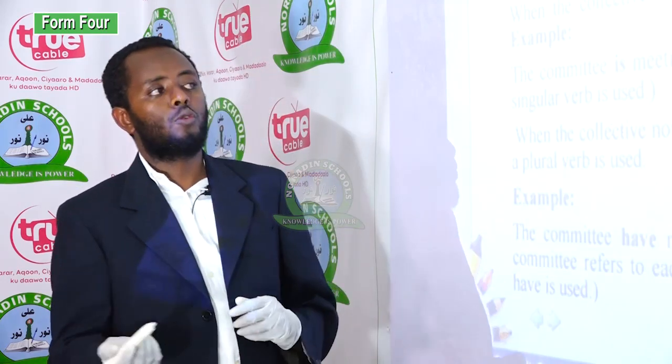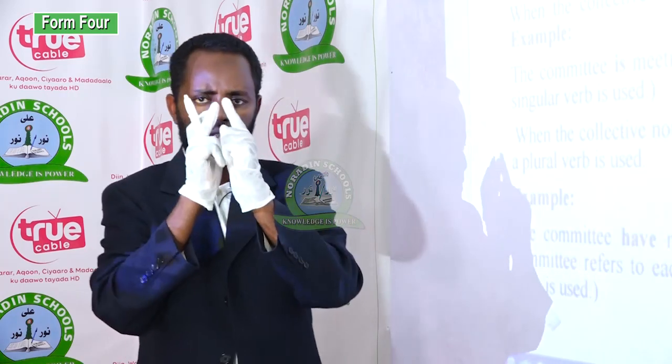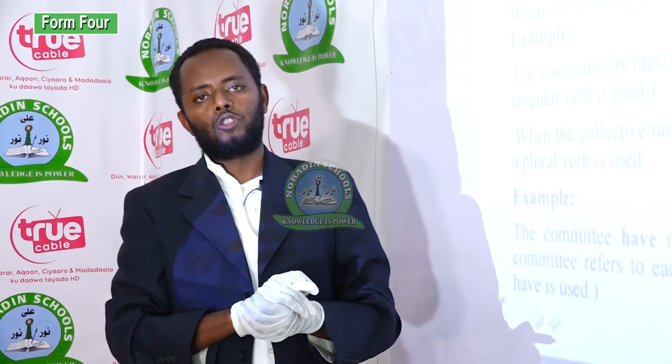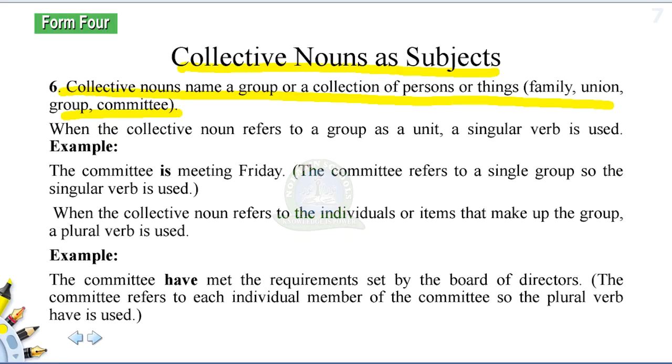Police is a collective noun. When the collective noun refers to a group as a unit, it means one single, and a singular verb is used. One team, not individually, but one team. For example, the committee is meeting on Friday.